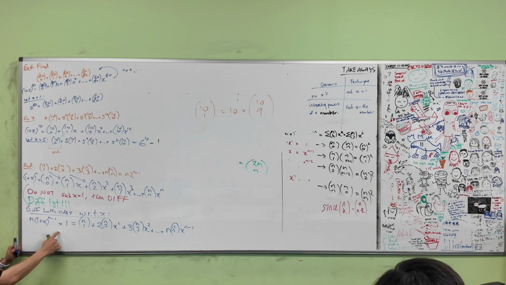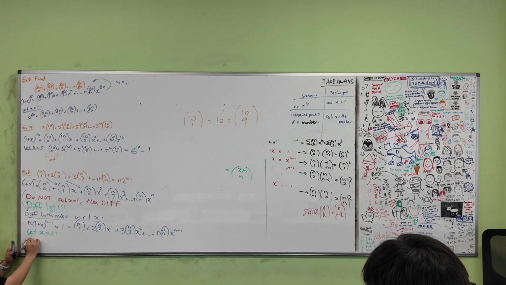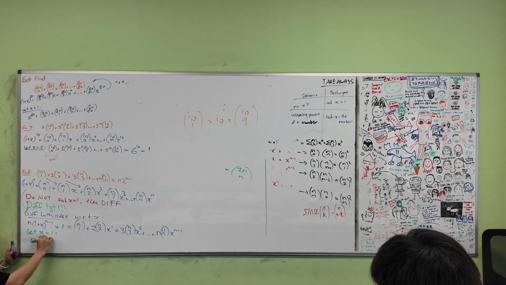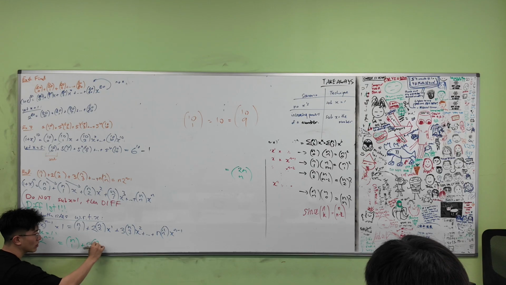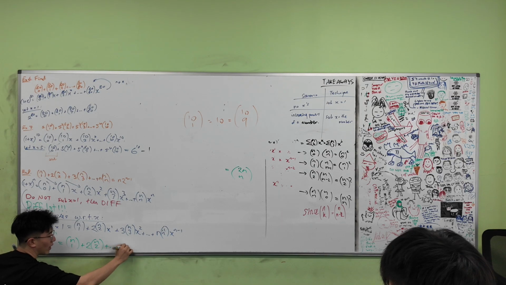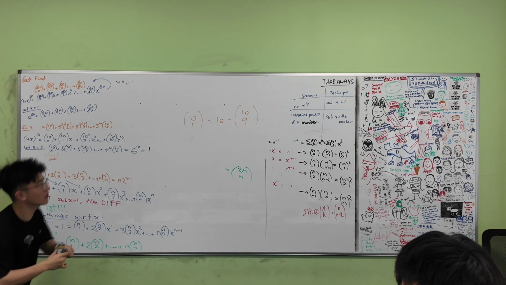Yep. If I compare what I have with the orange, clearly there's no x. So let x equals 1. N times 2 to the n minus 1 equals n choose 1, 2 n choose 2, and n choose n. Okay, so you got that.